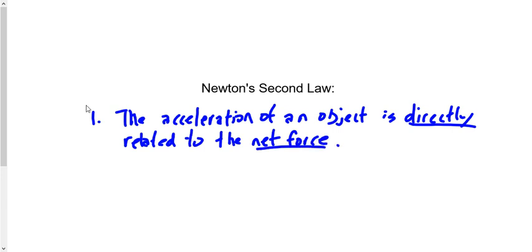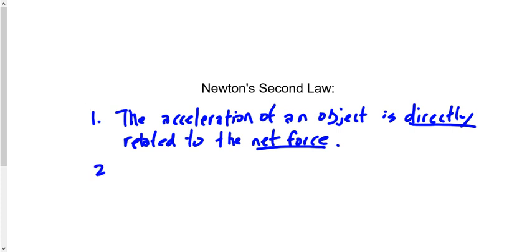If you double the net force, the acceleration doubles. If you cut the net force in half, then the acceleration gets cut in half. If the net force is to the right, then the acceleration is to the right. If the net force is downwards, then the acceleration is downwards. So whatever happens to the net force also happens to the acceleration. That's what it means when we say it's directly related to, directly proportional to.